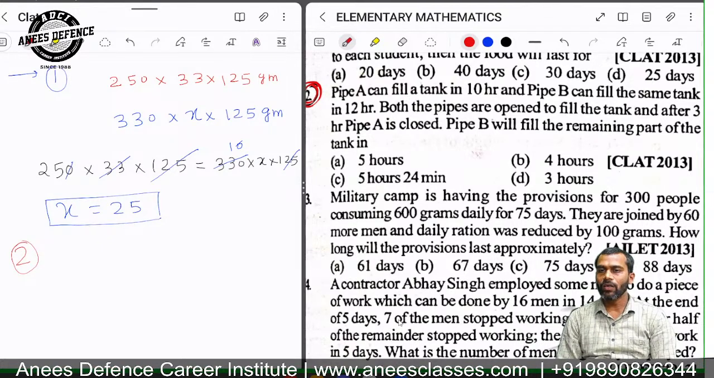Pipe A can fill a tank in 10 hours and pipe B can fill the same tank in 12 hours. Both the pipes are open to fill the tank, and after 3 hours, pipe A is closed. Pipe B will fill the remaining part of the tank in.